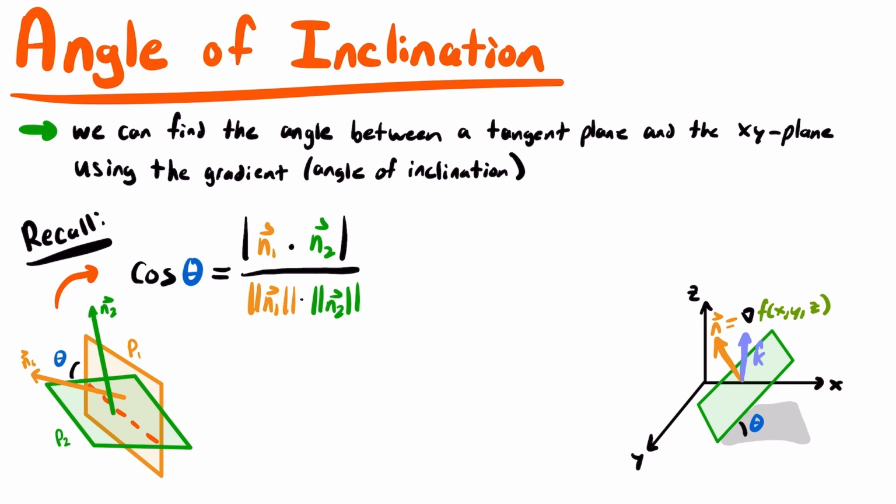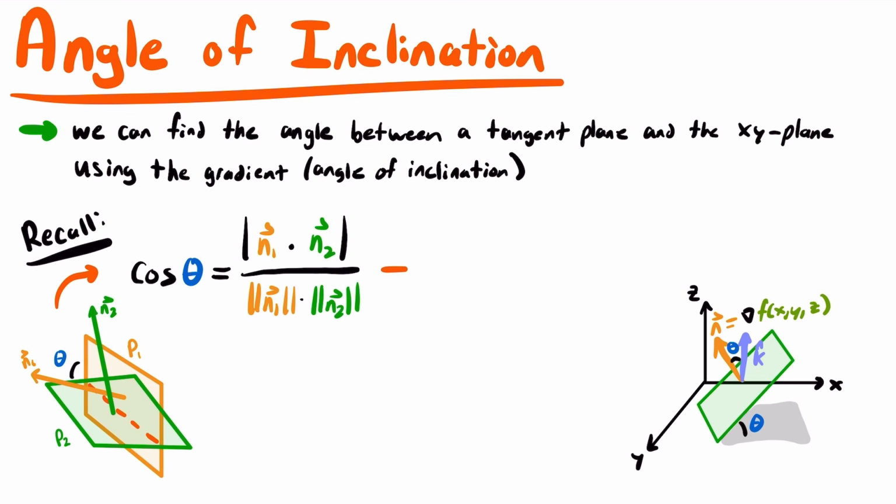And so essentially what we're saying here is that the angle between those two normal vectors is the same as the angle of inclination for the tangent plane and the xy plane. Okay, again, the normal vector for the tangent plane is the gradient vector, and the normal vector for the xy plane is the standard unit vector k.